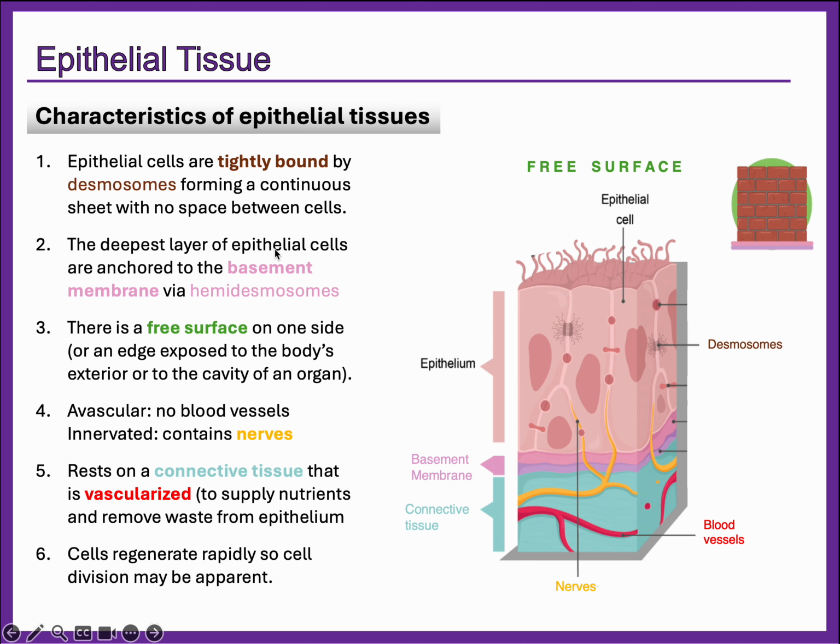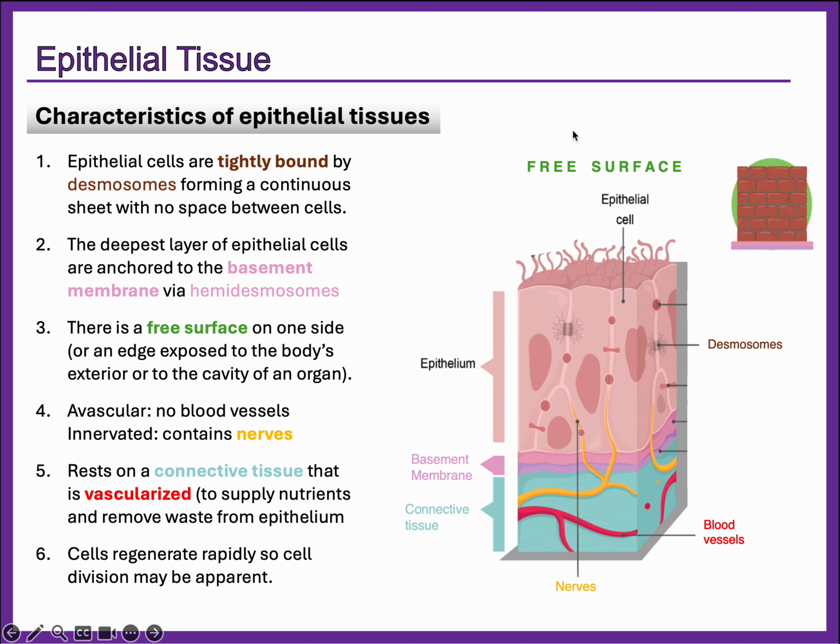The deepest layer of epithelial cells are anchored to this basement membrane over here, okay? The basement of a house is the bottom layer, right? While the house rests on, or the epithelial rests on, this basement membrane here. And actually, these are held down over here by what we call hemidesmosomes. Remember the half a desmosome? They will be found over here.